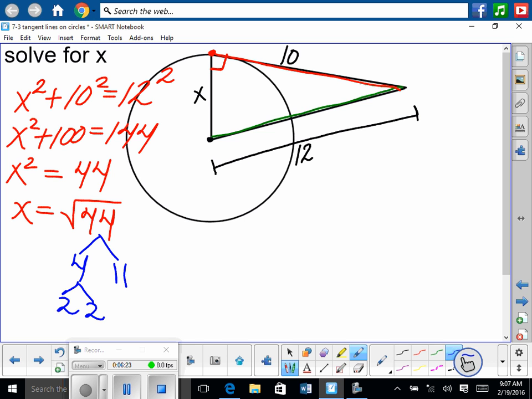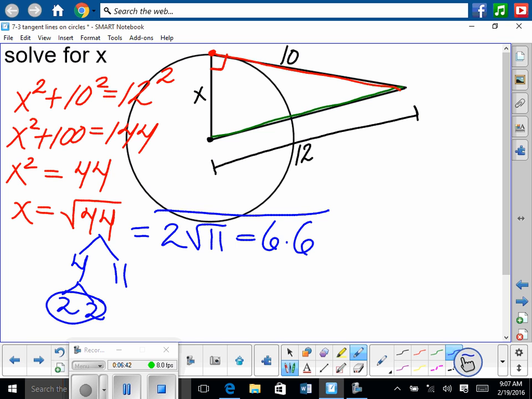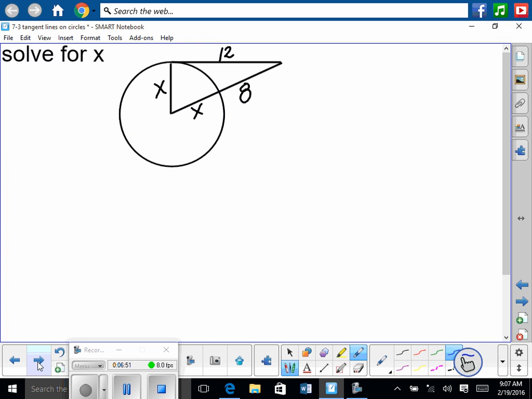4 times 11. 4 breaks down into 2 times 2. Now if you have groups of 2, you can pull it out, right? Because of the square root. So we pull out 2, what's left under the radical? So we have 2 square roots of 11. Now I want the decimal answer as well. So you'll type in 2 square roots of 11. 6.6. The reason I make you do it is because you could see either answer if it was a multiple choice test. Does that make sense, everybody? Yes. Okay. Couple more, then I'm just going to let you work.